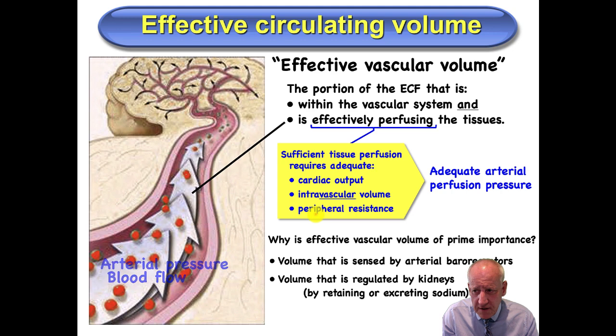So it's not surprising that the body deploys multiple overlapping feedback systems to monitor and regulate intra-arterial volume and pressure. In fact, the effective vascular volume is the volume that is sensed by our arterial baroreceptors, our pressure receptors. And it's the volume that is regulated by the kidneys. We're going to hear more about this in the renal physiology module.